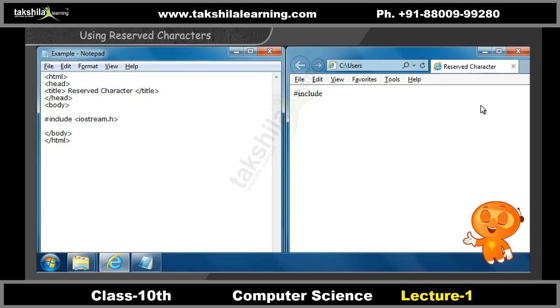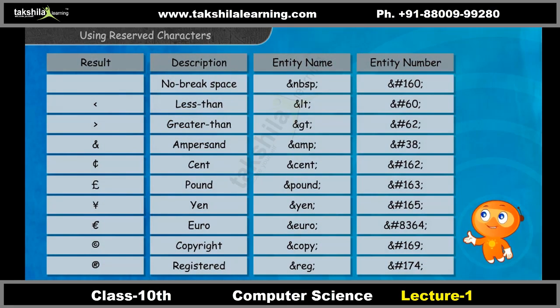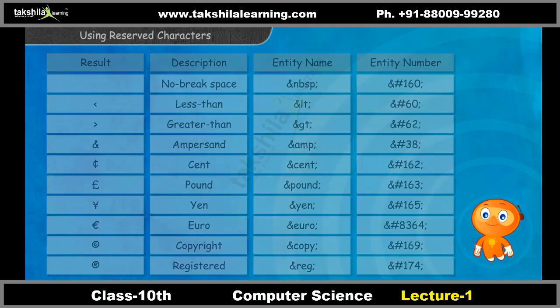In this case, how can we write the code for these reserved characters to appear on screen as symbols? HTML provides an easy way. That is, you can use the predefined entity name for those symbols. The following are some of the special characters and their corresponding entity names and entity numbers. Let us try an example using these entity names.